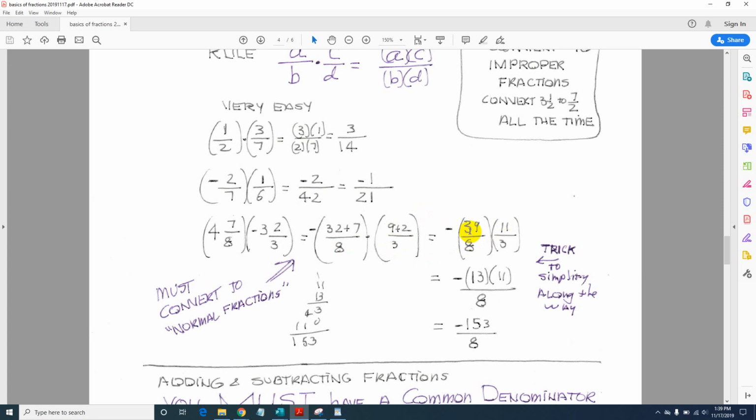Now, you could multiply 39 times 11. That's a pain. Look for being able to simplify ahead of time. Look at this. 39 is over here, but 3 is over here, and you can actually simplify because 3 goes into 39 evenly, right? So you actually have 13 times 11 divided by 8. 13 times 11 is a little easier than doing 11 times 39.